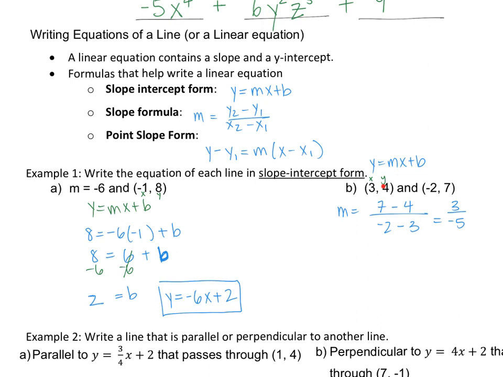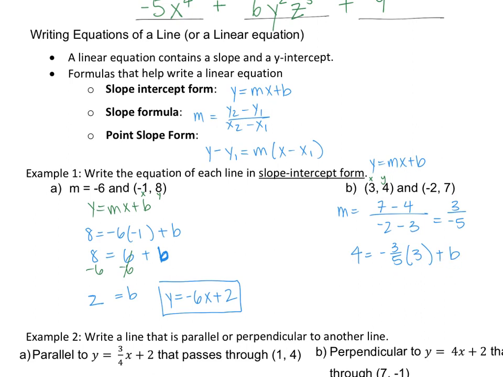So I'm going to plug in my y, which is 4. My m, which is -3 over 5. And my x here is 3, so I'm going to plug that in, plus my b that I don't know. Here's the thing. You could have chosen this point to use as your x and y. It doesn't matter, as long as you choose one of the points and you're plugging in the x correctly and the y correctly. And so now we're going to solve for b.